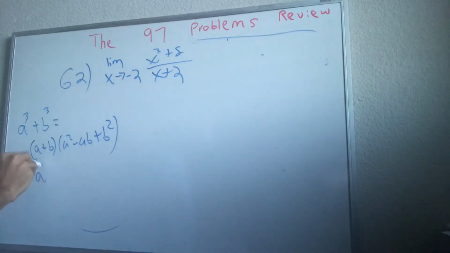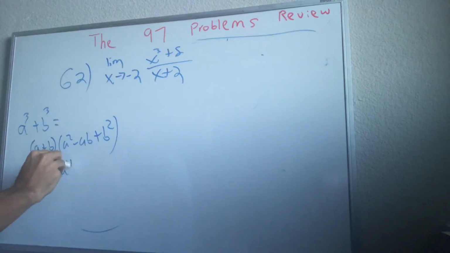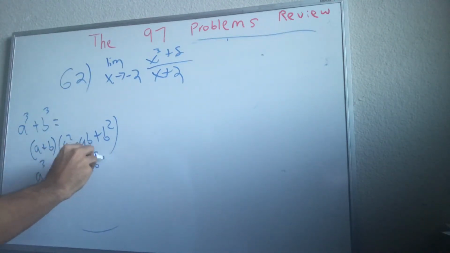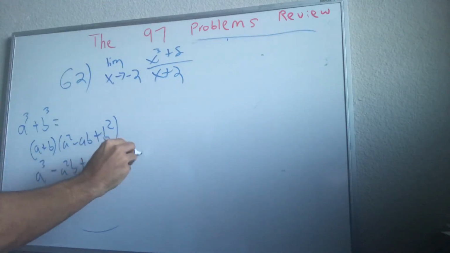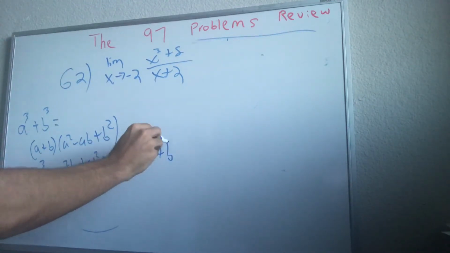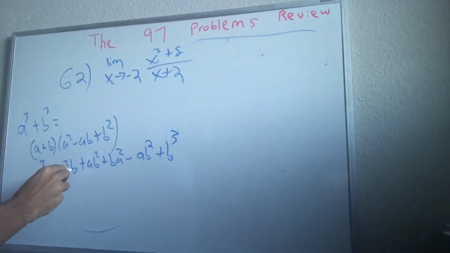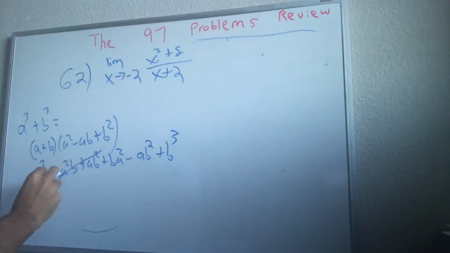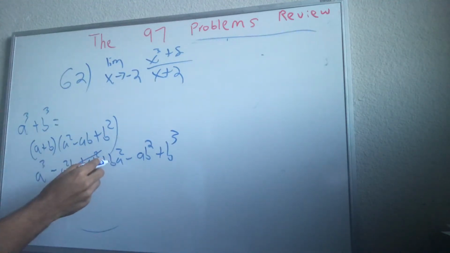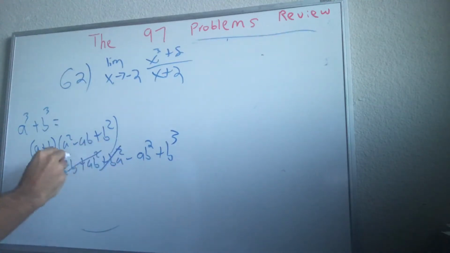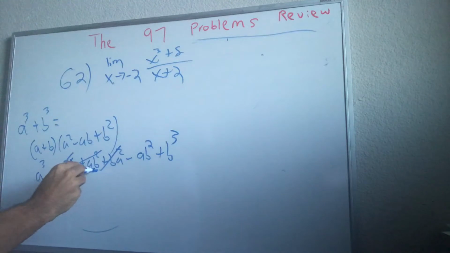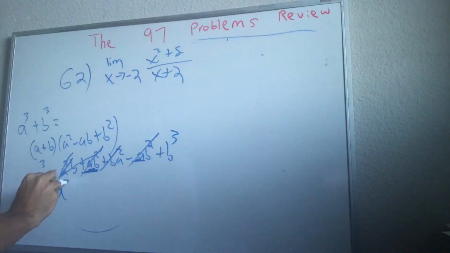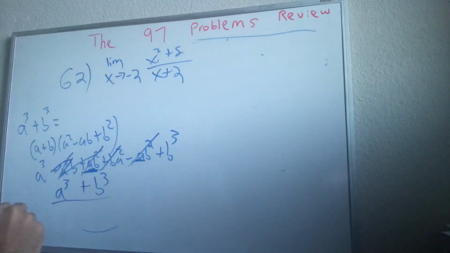If you want to check, you could quickly expand: a cubed, minus a squared times b, plus ab squared, plus b times a squared, minus ab squared, plus b cubed. You have minus a squared times b, and then you have plus b times a squared, so these cancel off. Then you have a times b squared and minus a times b squared, so these cancel off too. You're left with a cubed plus b cubed. So this is what you're left with.